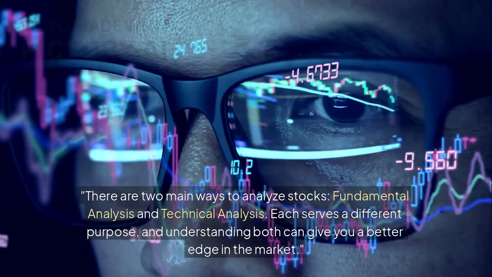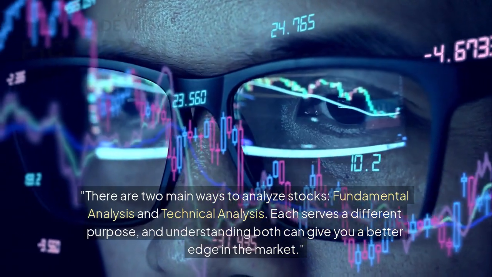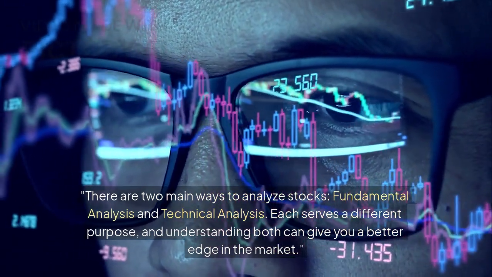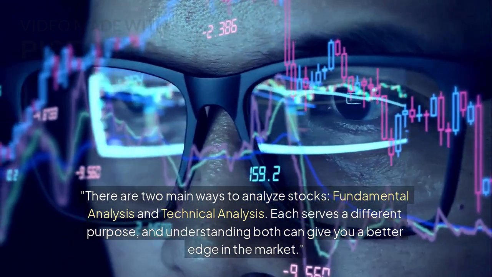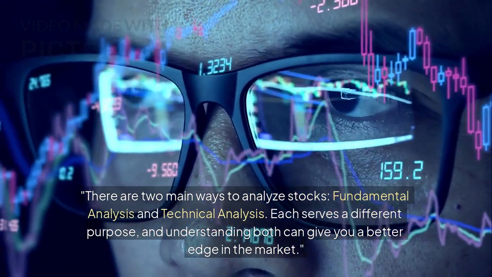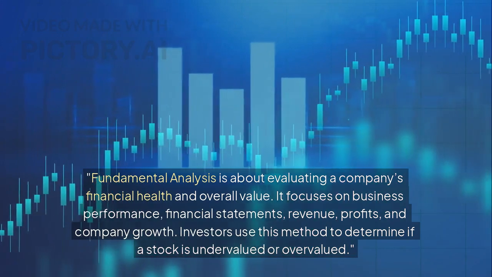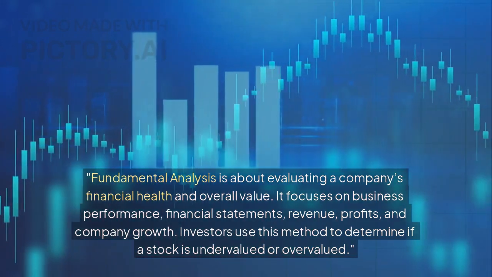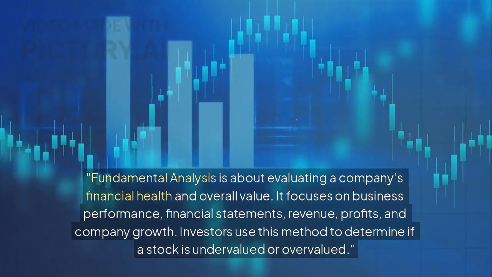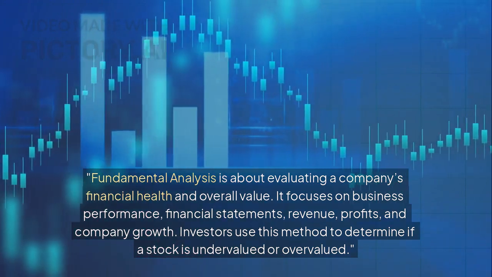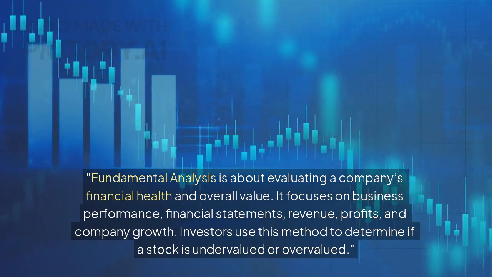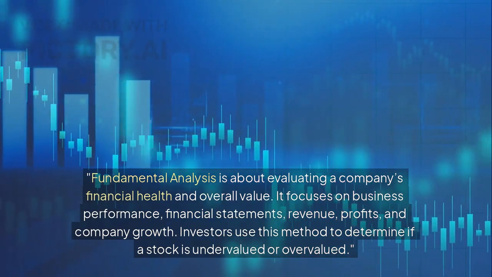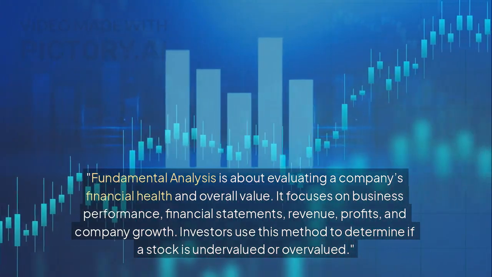Let's get started. There are two main ways to analyze stocks: fundamental analysis and technical analysis. Each serves a different purpose, and understanding both can give you a better edge in the market. Fundamental analysis is about evaluating a company's financial health and overall value. It focuses on business performance, financial statements, revenue, profits, and company growth. Investors use this method to determine if a stock is undervalued or overvalued.